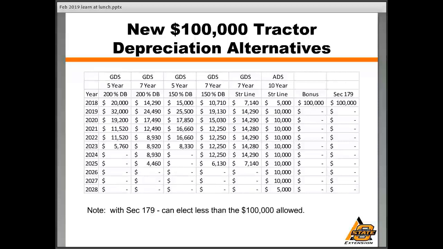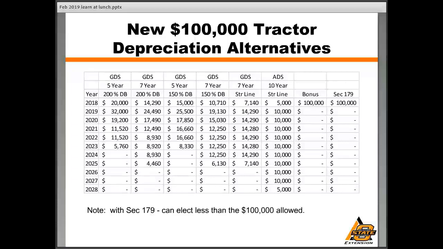We can also use the alternate depreciation system, which lets us take that same tractor and depreciate it over 10 years, or bonus, where we can write off 100% in the year placed in service and purchased. Section 179, the same thing. We can elect up to 100% of the cost that we can apply in the year we buy it and place it in service, or we can use some percentage.